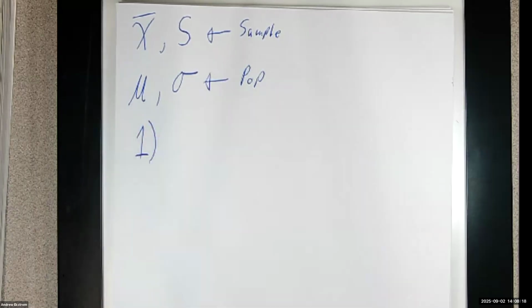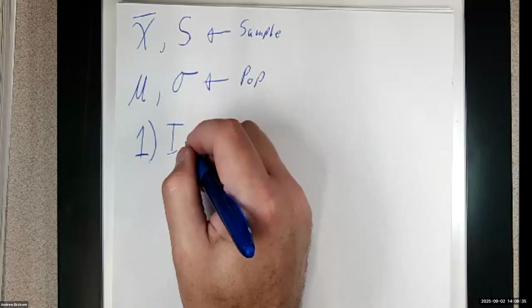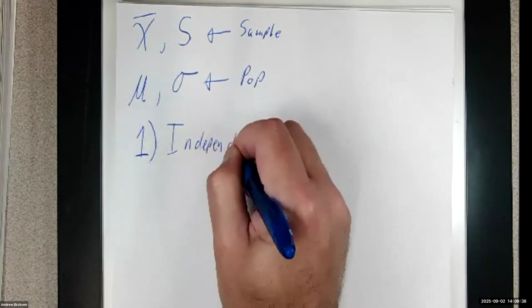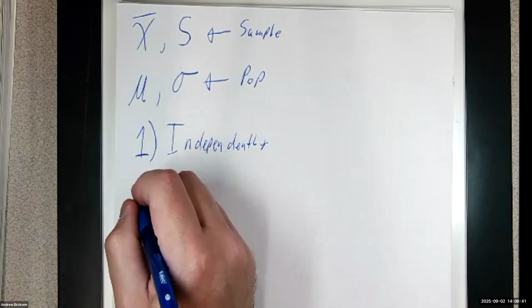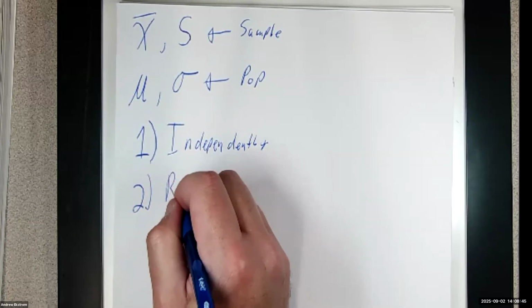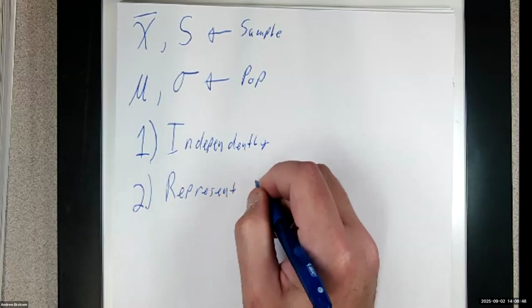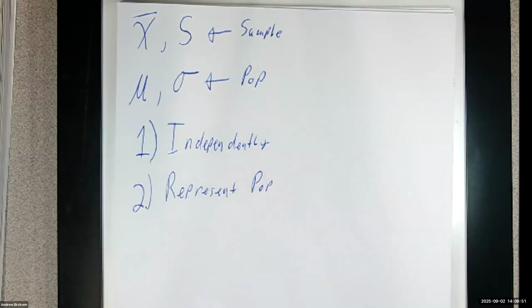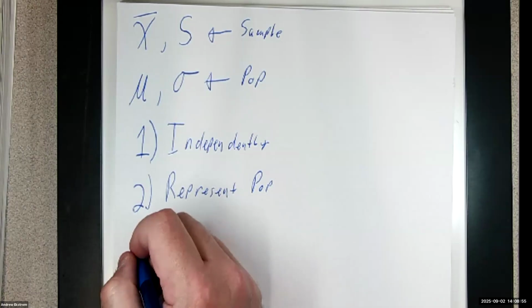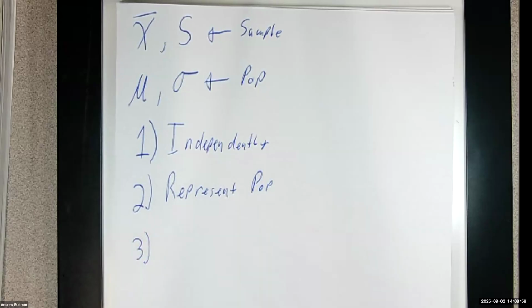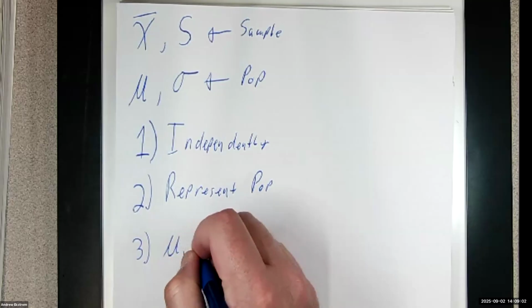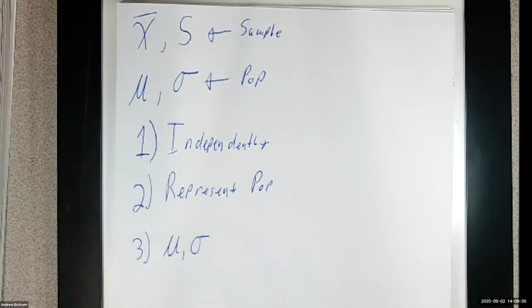With pretty much every method we do in here, there will be an assumption that these things are actually true. Then, of course, I have to put a little asterisk after that and say, unless otherwise stated. One, samples are collected essentially independently. Two, they represent the population adequately. Three is essentially that the mu and the sigma doesn't change.